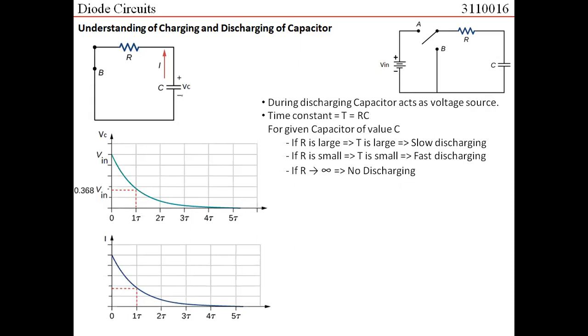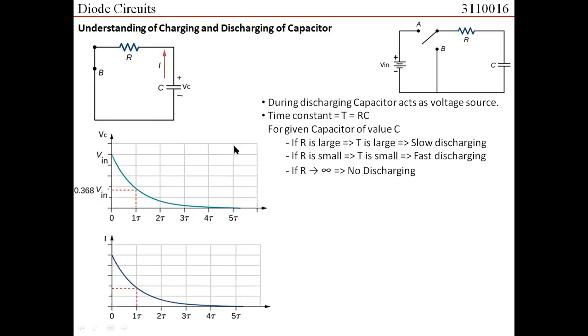The discharging is very, very slow. It can be approximated to be no discharging, so the capacitor would retain the charge. When would this happen? This would happen when this resistor is of a very, very large value, right?